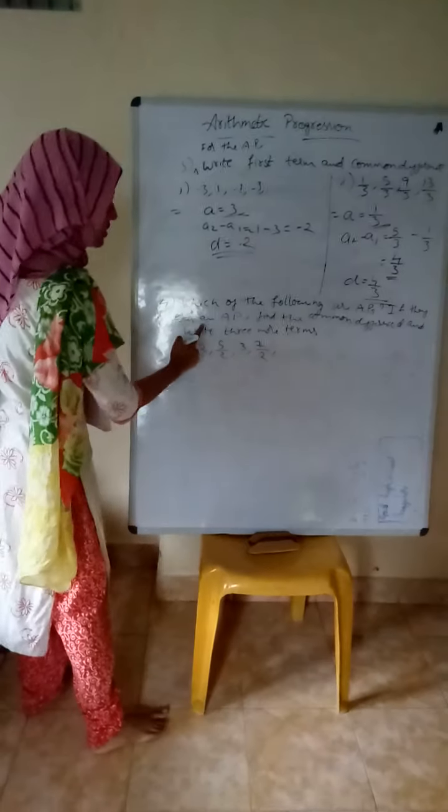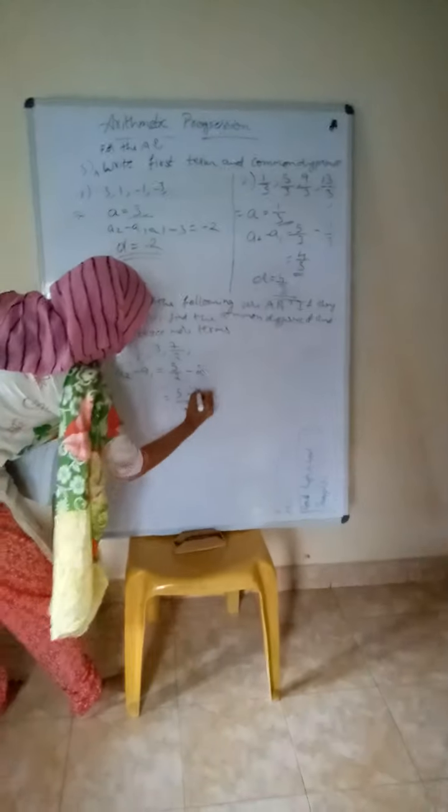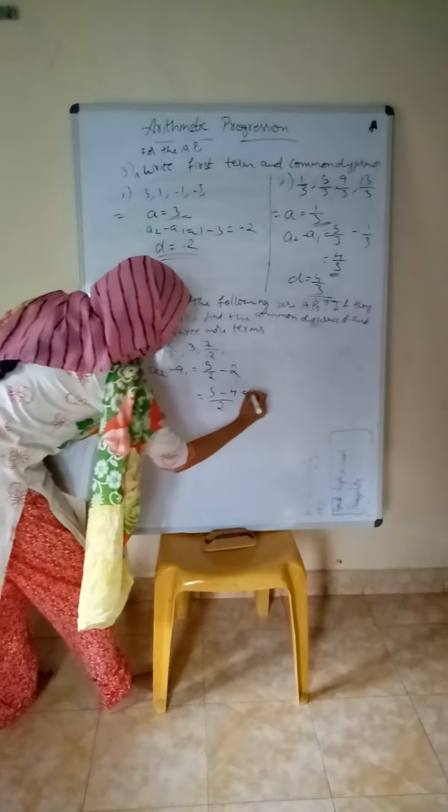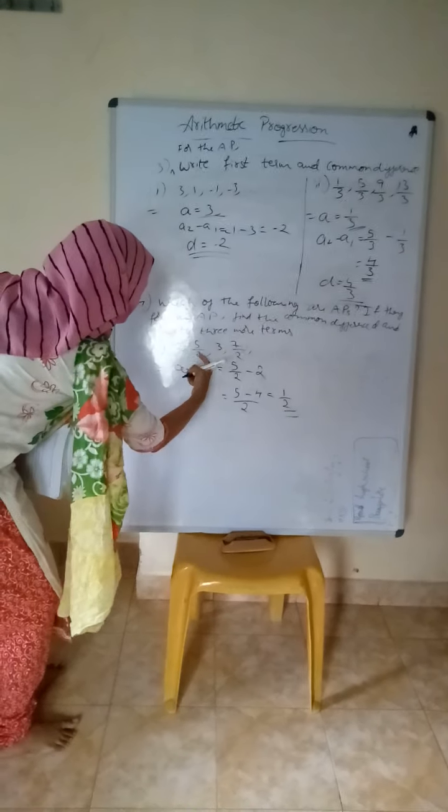So, taking the differences of this. First we'll see A2 minus A1. A2 is 5 by 2. A1 is 2. So, take the difference. Here, take the LCM. 2, 5 minus, what is the LCM? 2, 2 times 2 is 4. So, 1 by 2. A2 minus A1 is 1 by 2. Next, we'll see this.